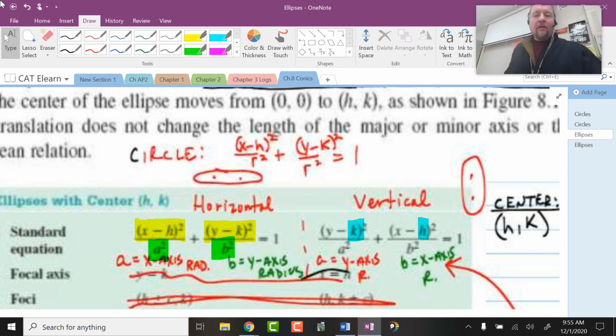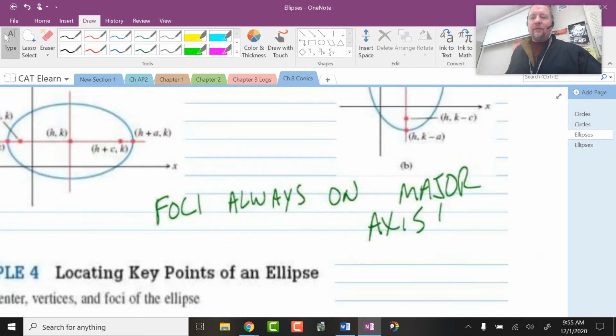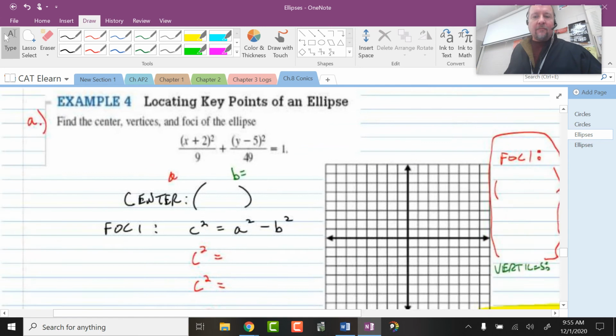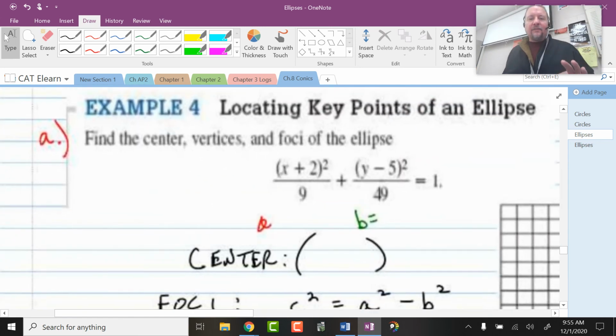Okay, so Ryan, we're going right to an example. Oh, you know what? And foci always on the major axis. We already said that. Don't worry about all that. That's just, I should have cut that out. We're going right here. Okay, so Ryan, we're going to actually graph it too. But tell me, what do you think the center is, after doing your circle homework? What does the center have to be for this ellipse? It's not rocket science. If you did your circle stuff, the ellipse follows along. Okay. If you didn't do your circle, you are putting yourself behind.